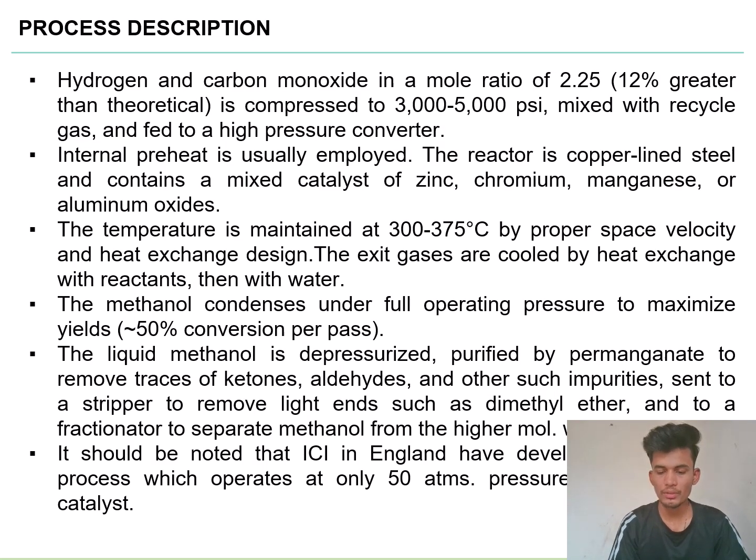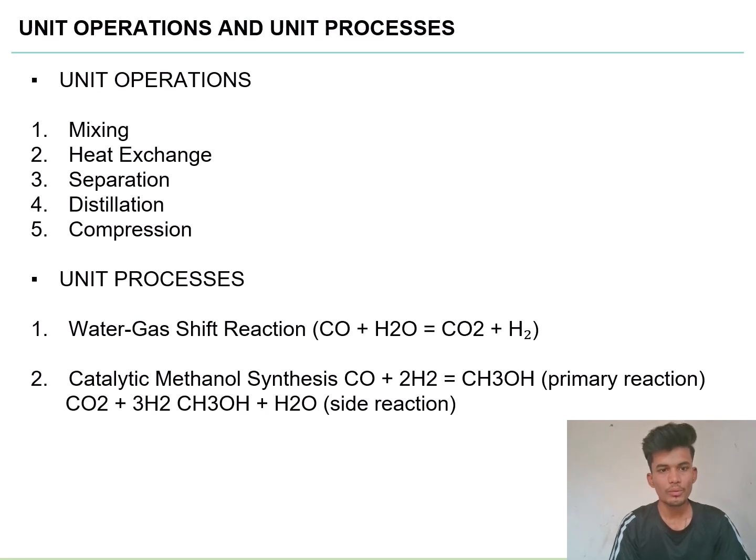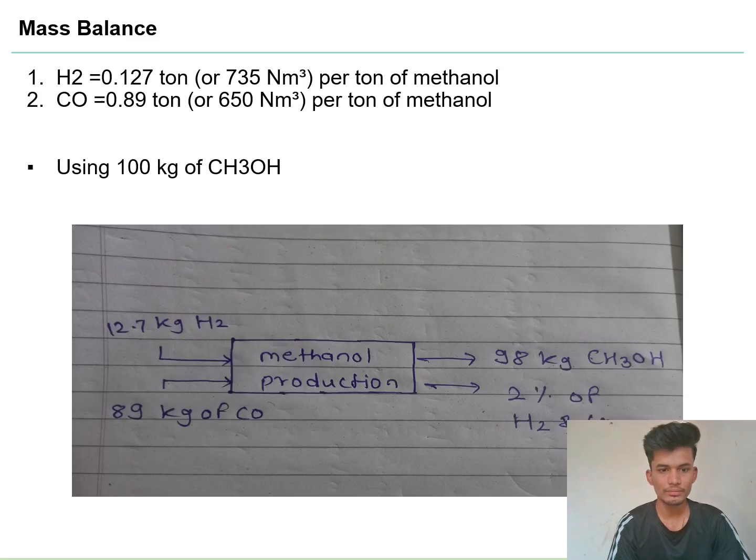About process description. What are the unit operations? First of all, mixing, heat exchanger, separation, distillation, and compression. These are unit operations. And unit processes. First, reaction happens in the reactor, in which carbon monoxide is reacted with hydrogen gas to form methanol. This is the primary reaction.